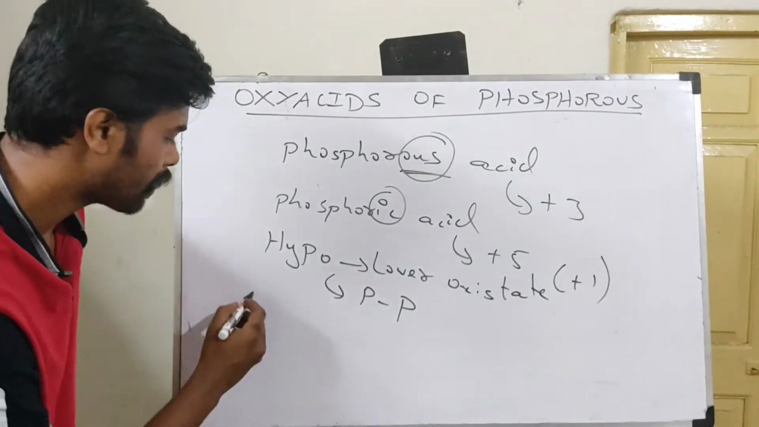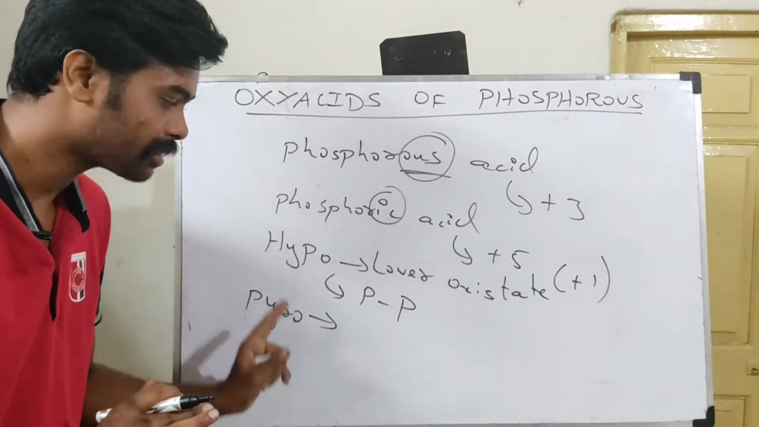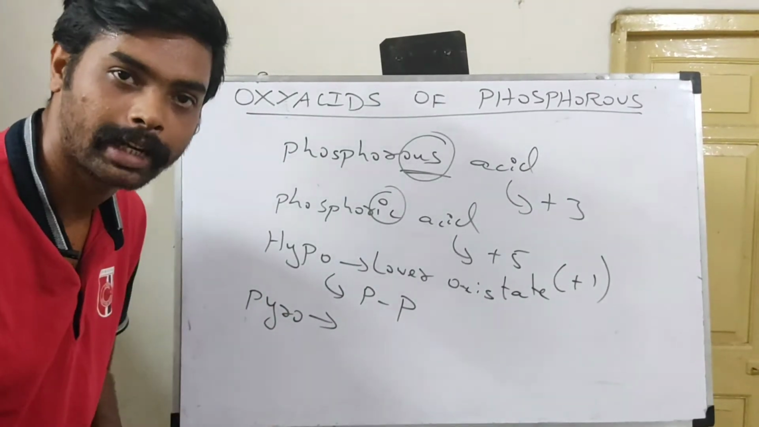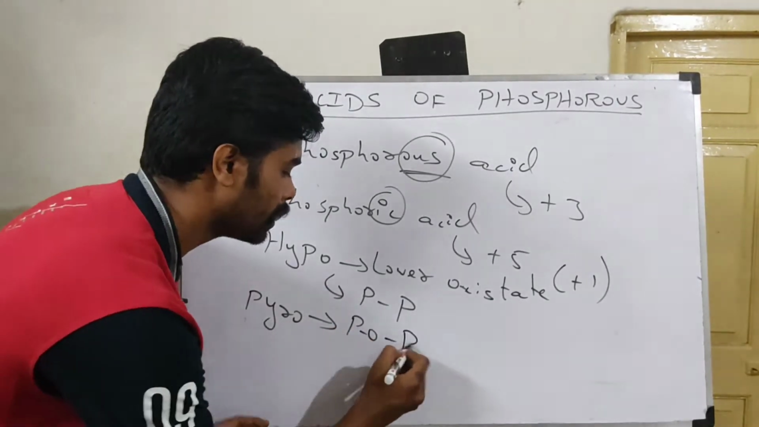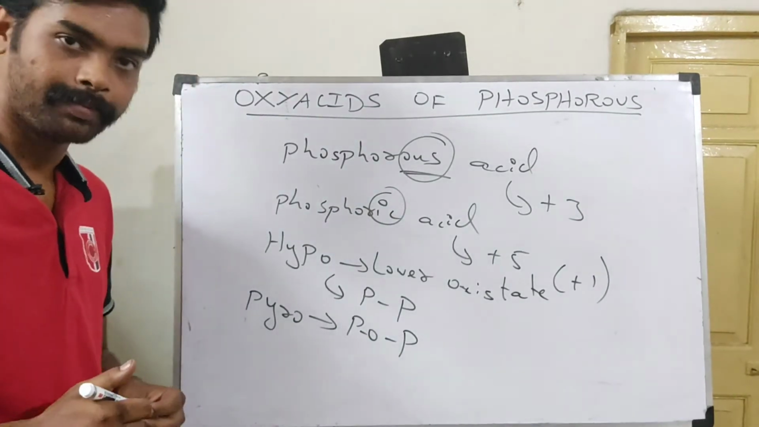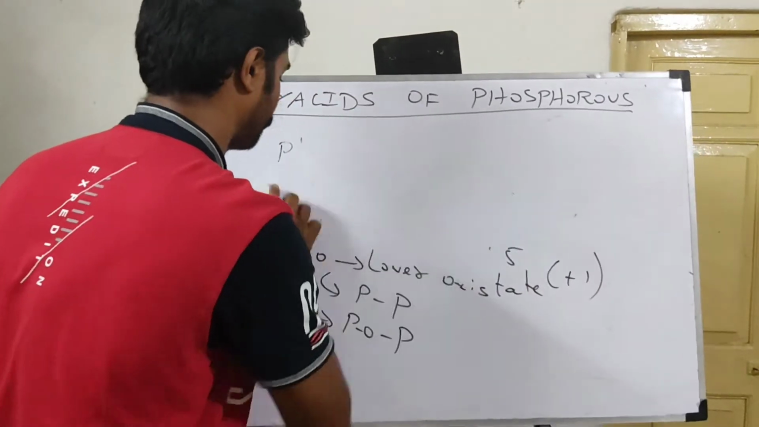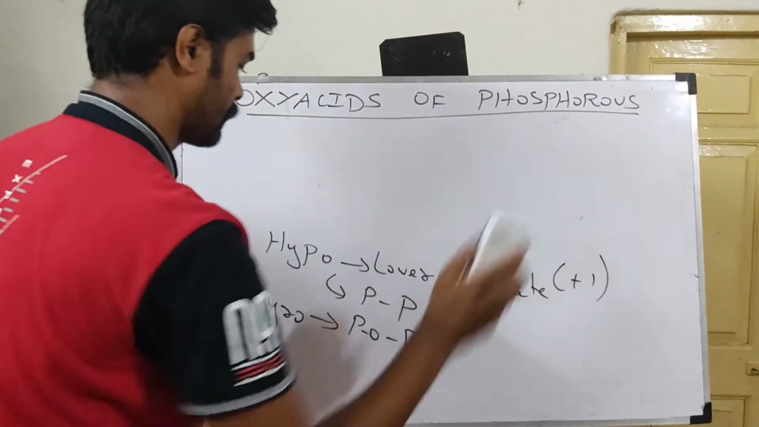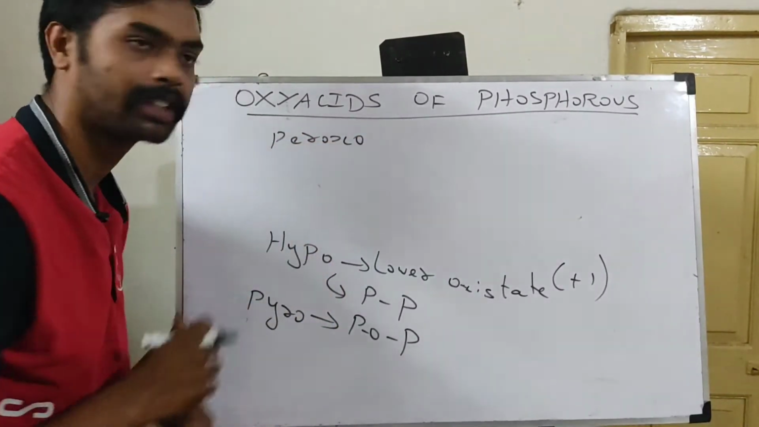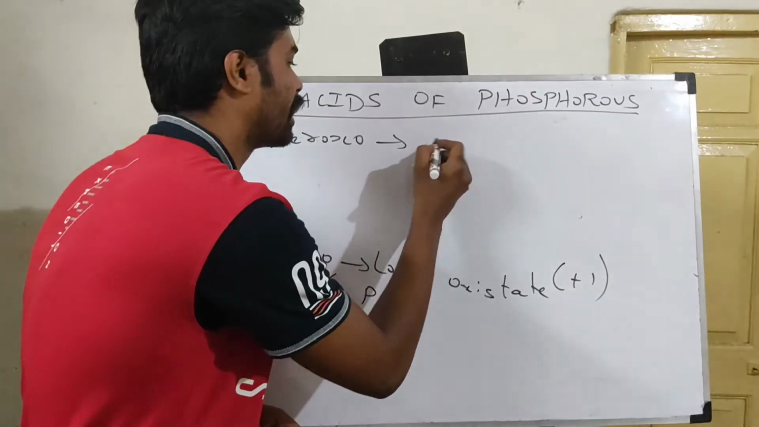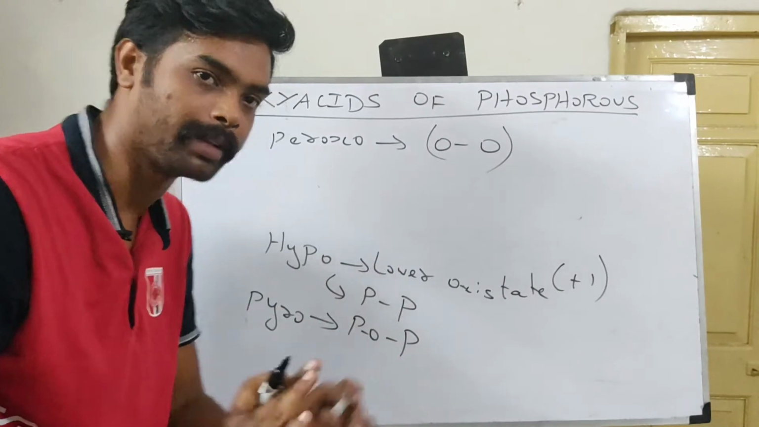Other than this, if I am going to have pyro, right? Pyro indicates, this happens only when I have two phosphorus atoms in the molecule. So whenever pyro comes, it indicates that there is going to be a P-O-P bond present, right? One last thing, whenever I'm going to have peroxo coming, this indicates that I am going to have an O-O bond, a peroxide bond linkage going to be there, right?